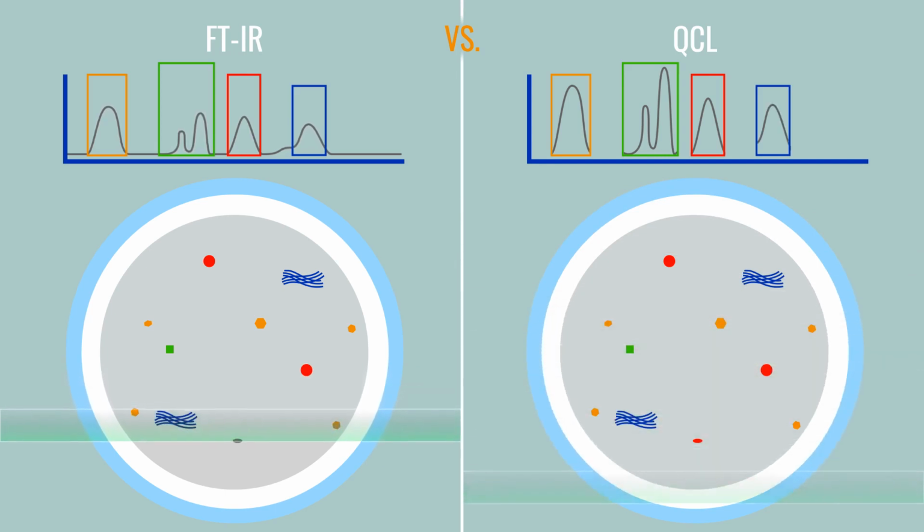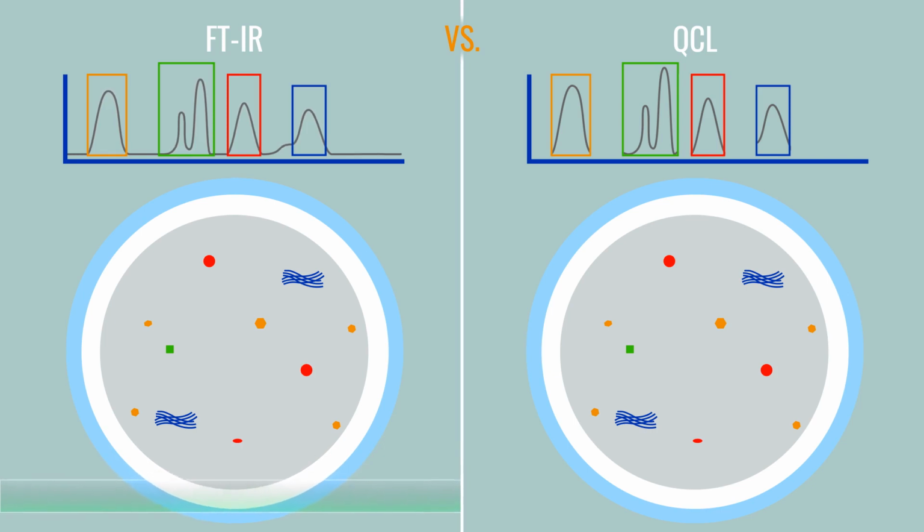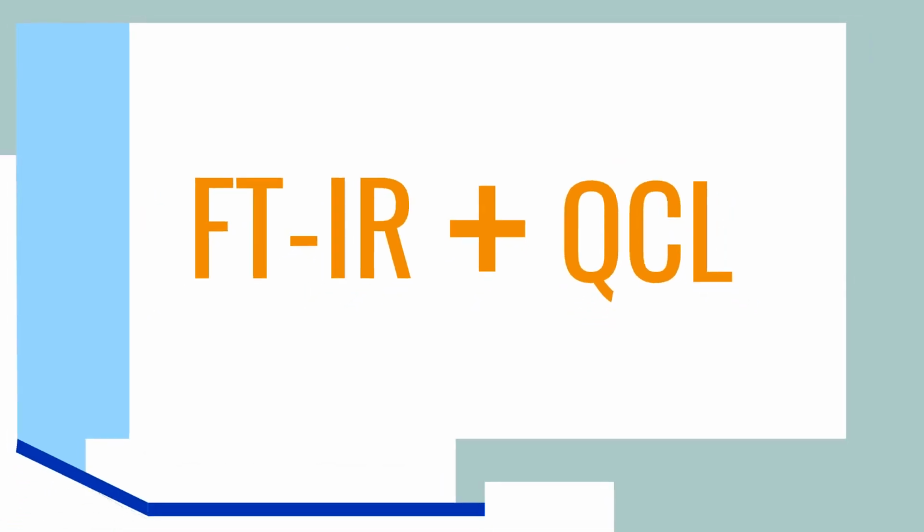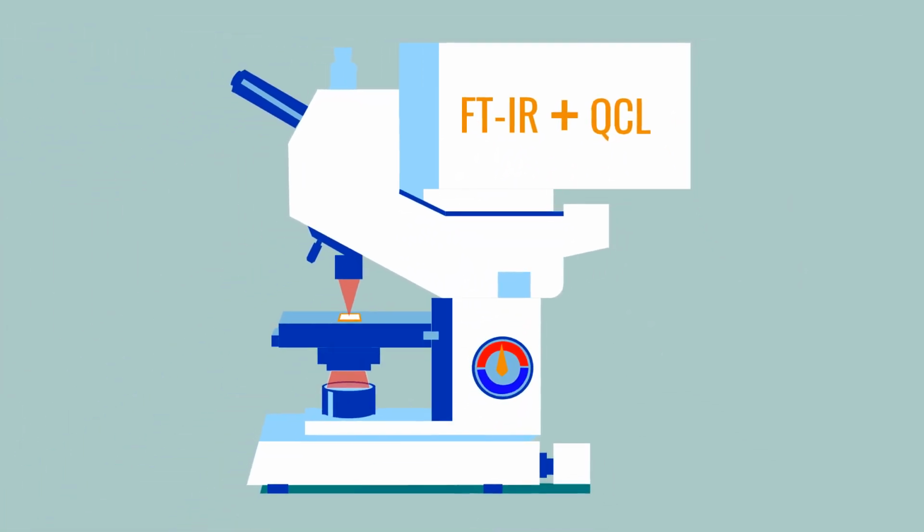A true powerhouse. Remember, though, that QCL only looks at a very small and specific part of the infrared spectrum, and thus, the speed advantage quickly fades as we need to acquire more spectral information. That makes FTIR spectroscopy indispensable. The best option would be a seamless combination of FTIR and QCL technology.